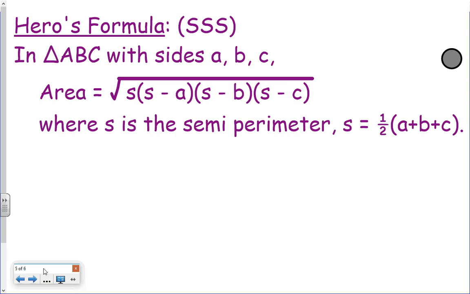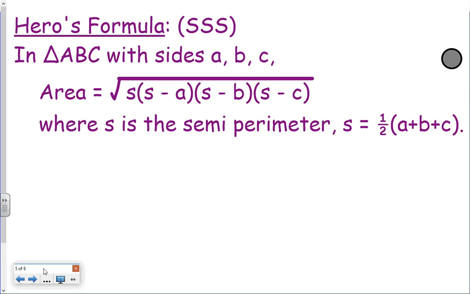Okay. S, by the way, is called the semi-perimeter. We call it the semi-perimeter because the full perimeter would just be A plus B plus C. The semi-perimeter is half that, so it's half of A plus B plus C. So that right there is Hero's formula. It tells us how to find the area of a triangle given 3 side lengths, which, like I said, the previous example that we just did would have been nice to know.